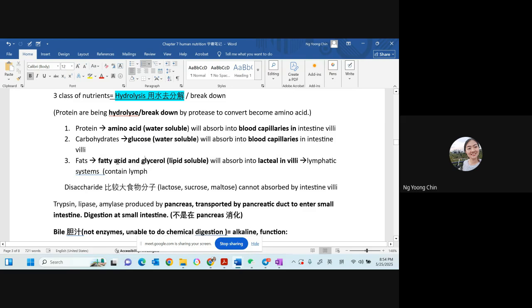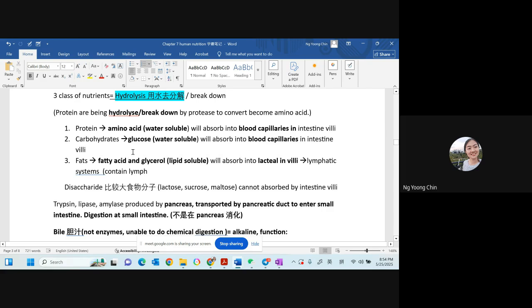Fatty acid and glycerol, however, are lipid. They are not water soluble, but they are lipid soluble. Please remember that fats are not able to dissolve in water, because the blood capillary contains blood, right? The blood is actually made out of water. So if the fats enter into the blood capillary, they are unable to dissolve.